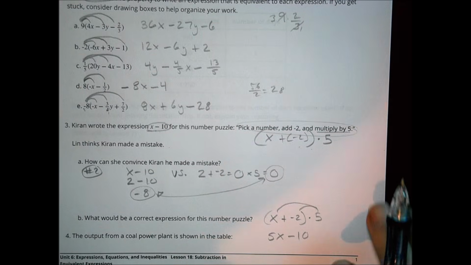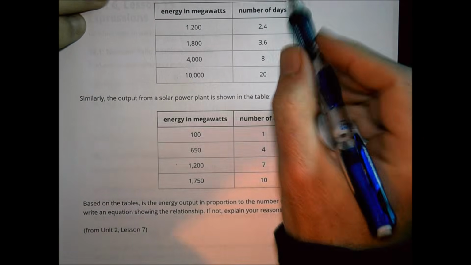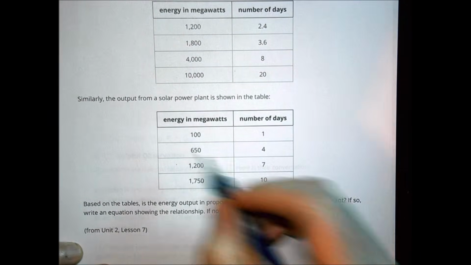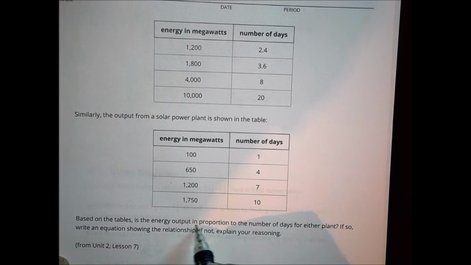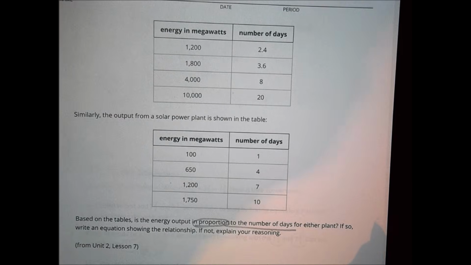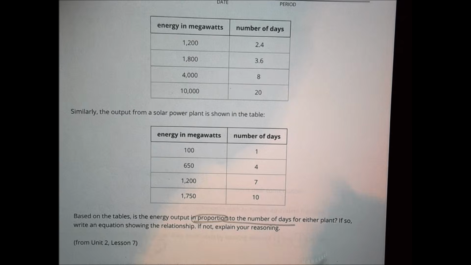All right. And the last one, we have an output from a coal plant shown on a table, and also the output of a solar plant shown on a table. So we can see that they're both producing energy. We can see the number of days and the amount of energy that it's producing for both of these plants there. And so based on the tables, is the energy output in proportion to the number of days for either plant? So is there a proportional relationship between the energy and the number of days?